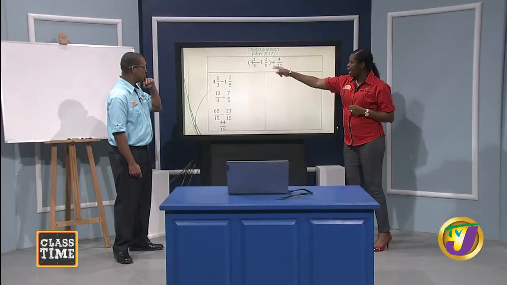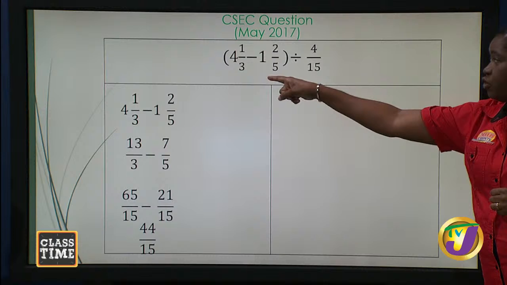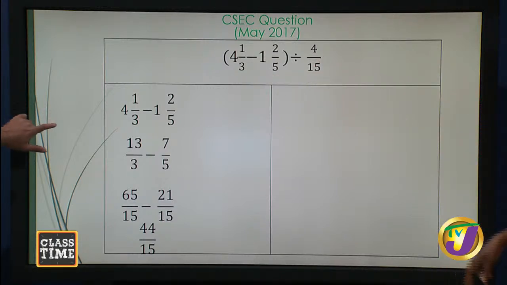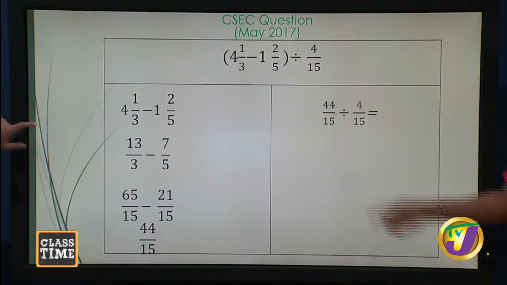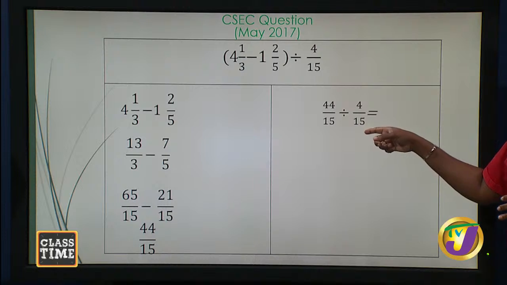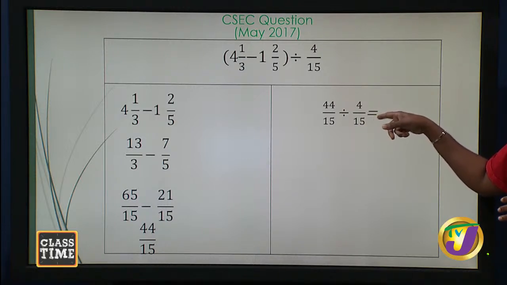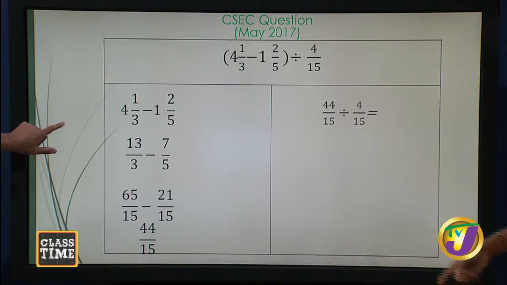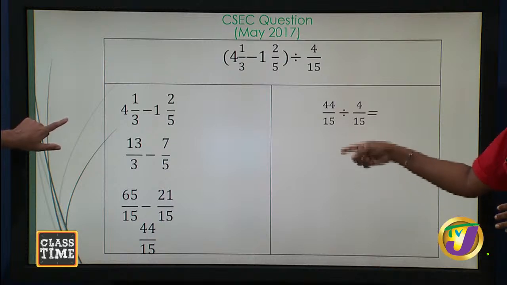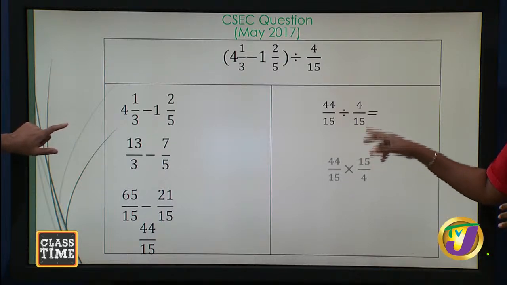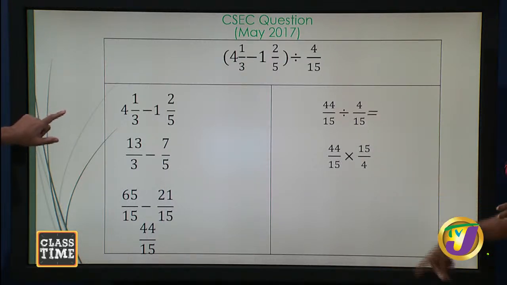We would now divide the result of these subtractions by 4/15. All right, so let's put that up. And we know when we're dividing by a fraction, we use the reciprocal, multiply by the reciprocal. So we would maintain the first fraction and multiply by 15/4.